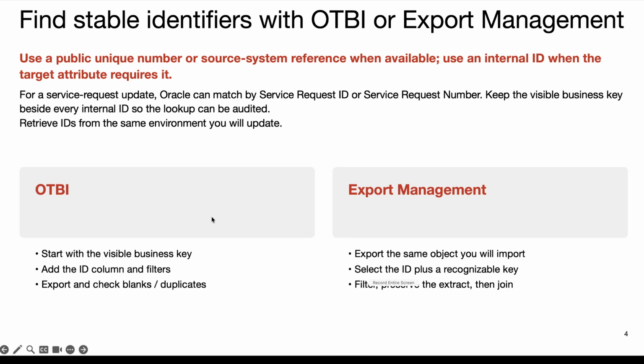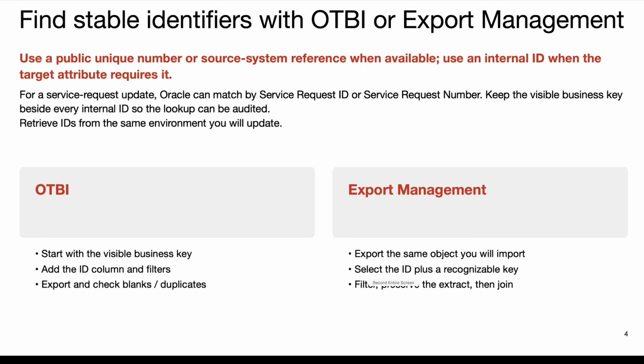One is through OTBI, so Oracle Analytics, your Oracle Transaction Business Intelligence, where we're able to add and build a report and see the different IDs that exist for the specific tables and columns that we're looking for. And this is a drag and drop tool. And then we also have export management, which is the opposite of import management, where we're able to select the fields from an object that we might want. So both are great tools. They both have their strengths and use cases.